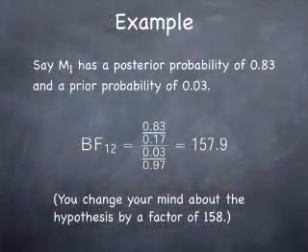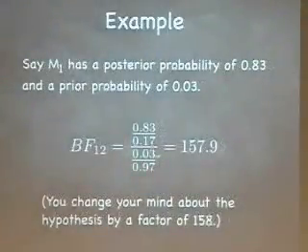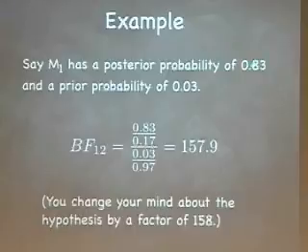And you can also calculate the Bayes factor as the posterior odds to the prior odds, and I gave an example here of how you could actually do that. If you had a posterior probability of one hypothesis of 0.83 and the prior probability is 0.03, well, then the posterior odds would be 0.83 divided by 0.17. The prior odds would be 0.03 divided by 0.97.